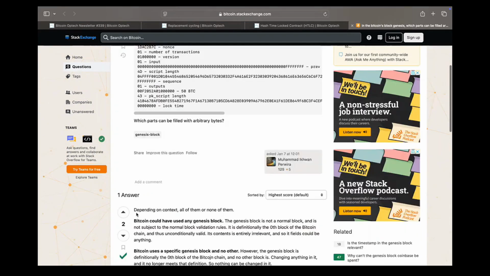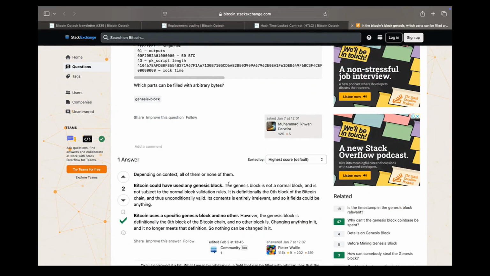So the answer is this: depending on context, all of them or none of them. Bitcoin could have used any Genesis block. The Genesis block is not a normal block and is not subject to the normal block validation rules. It is definitely the zeroth block of the Bitcoin chain and thus unconditionally valid. Its contents are entirely irrelevant and so its fields could be anything, right? So the answer says it depends on what perspective you're asking this question from, right?